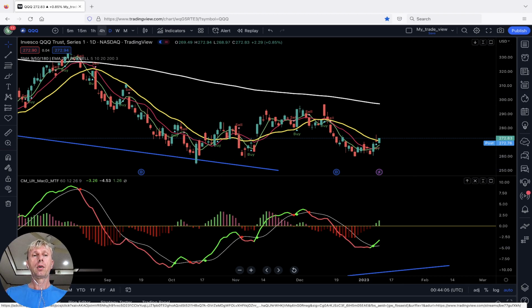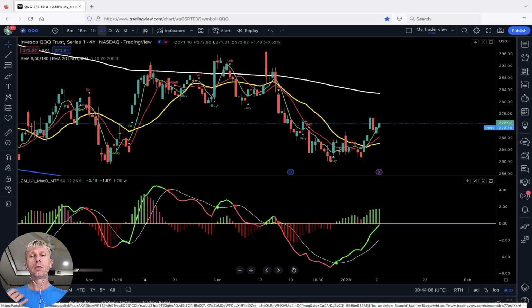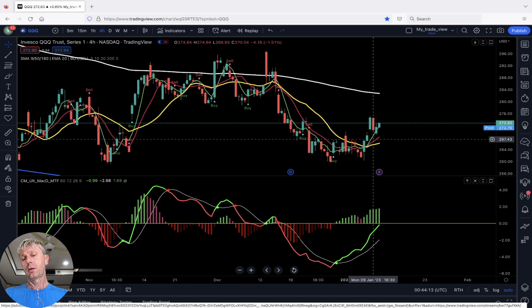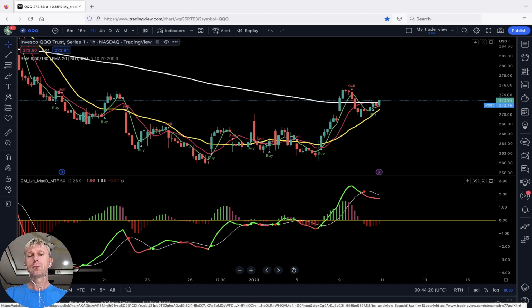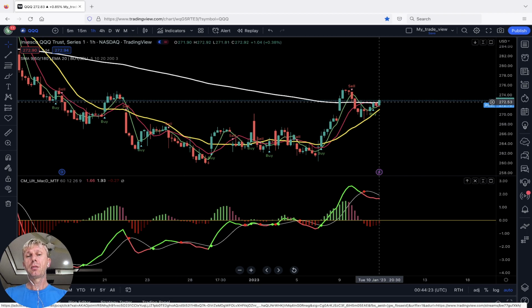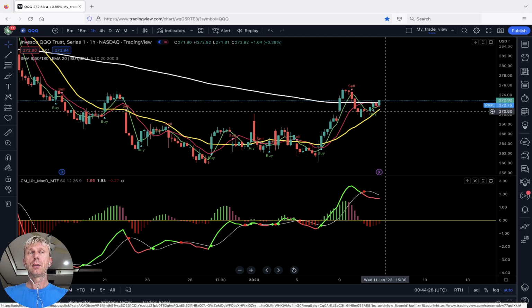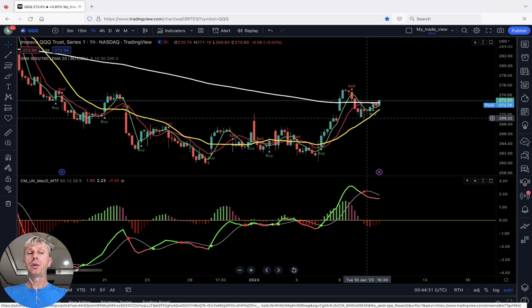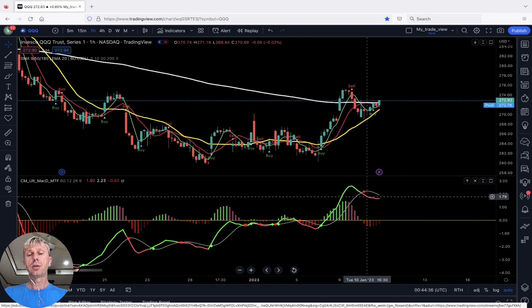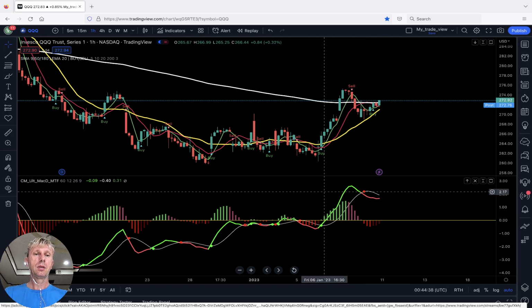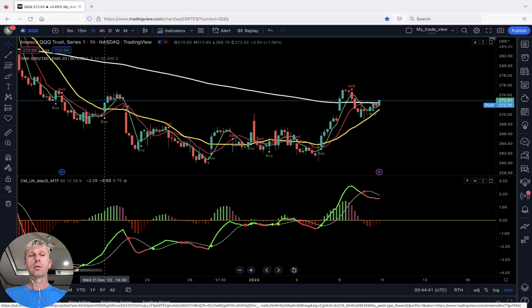Let's move to 4 hours for Qs. Bullish trend on moving averages and on MACD, also bullish trend on 4 hours. 1 hour for Qs, it stopped at MA200. MA200 can be resistant. MA20 uptrend, it's a bullish trend, bullish direction. MACD still bearish in 1 hour for Qs.